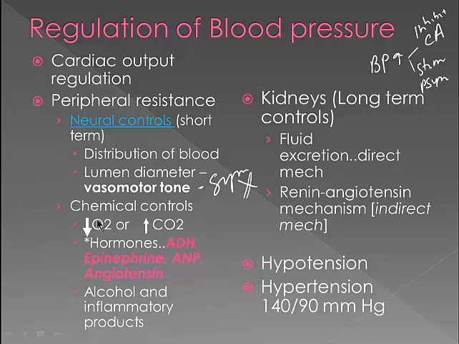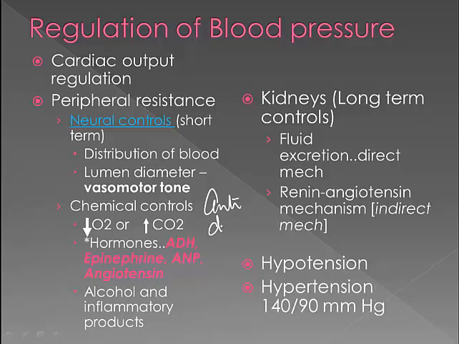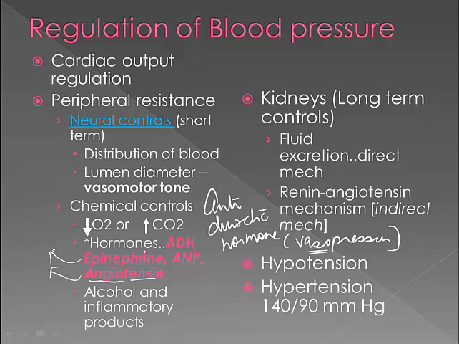Other things which affect peripheral resistance are certain hormones. ADH stands for antidiuretic hormone. It's also known as vasopressin. As the name suggests, vaso is blood vessel, pressin means pressor or tenses it, so it causes constriction. Epinephrine, of course, is a hormone which causes vasoconstriction. And angiotensin, again, as the name suggests, angio is blood vessel and tensin is tensor or constriction. So these three hormones cause vasoconstriction and they will increase peripheral resistance.